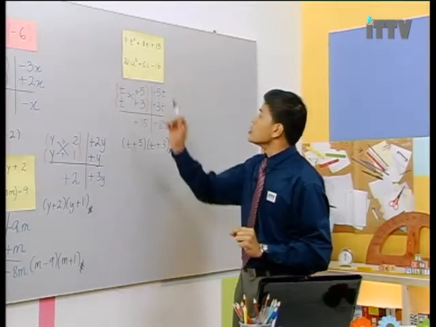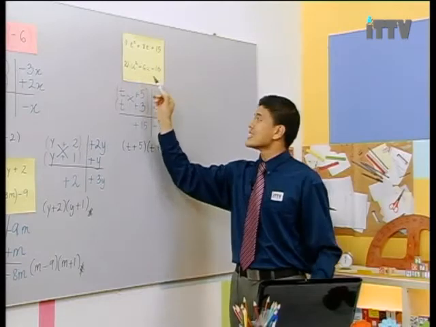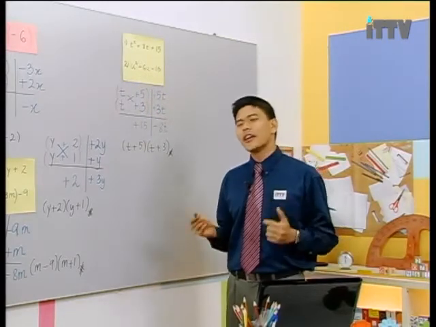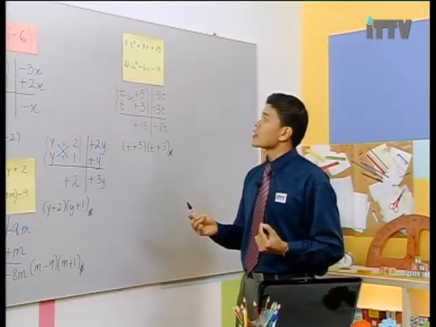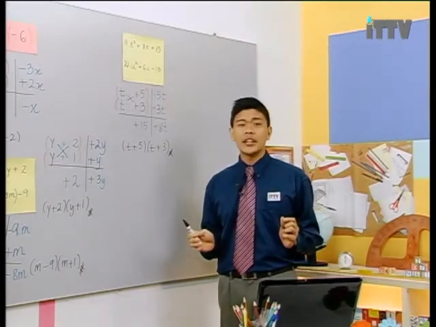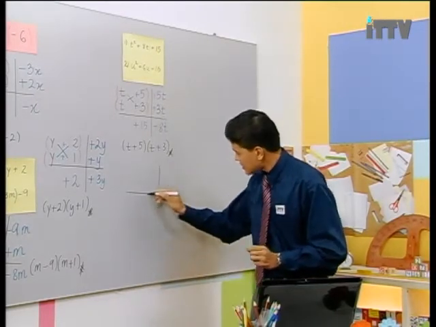All right, and number two. Factorize u square plus 6u minus 16. Okay, now this is the same type. Remember, we are just looking at case one today. Factorize it into its two linear expressions. So you have to draw the two lines.